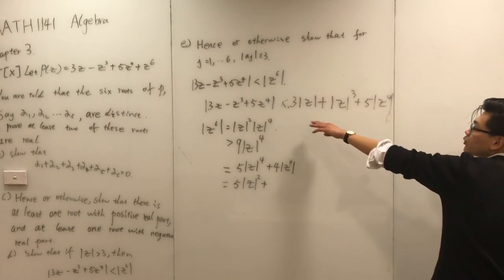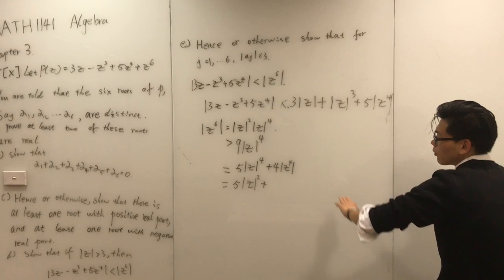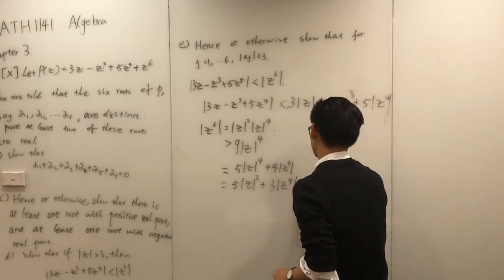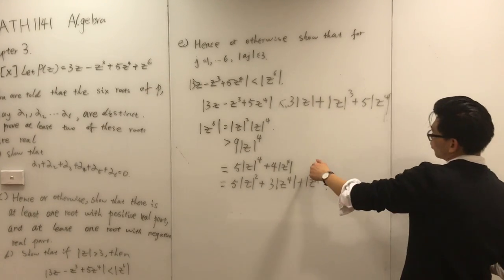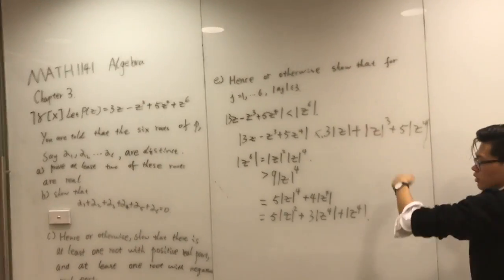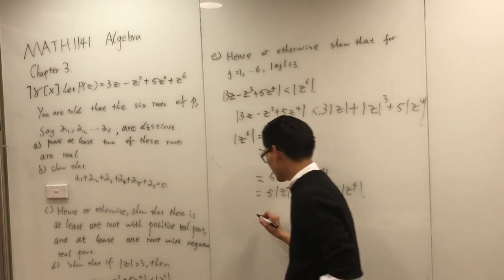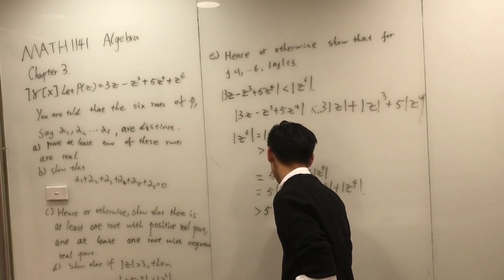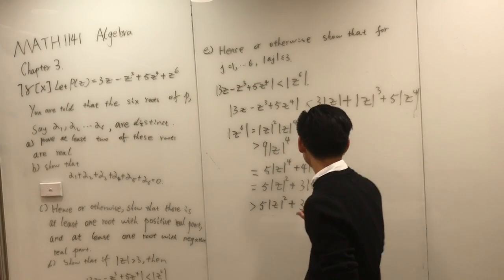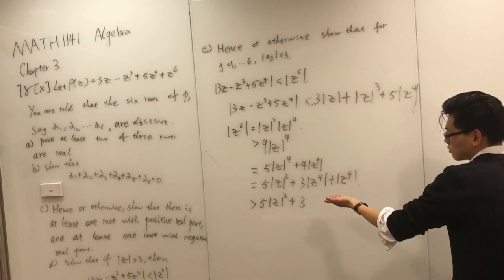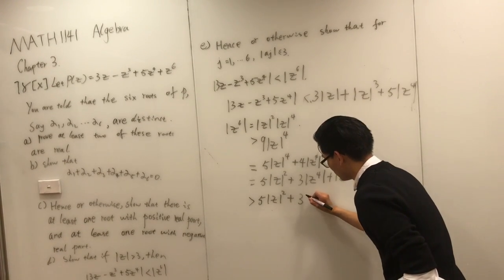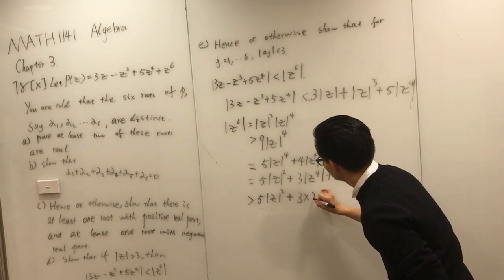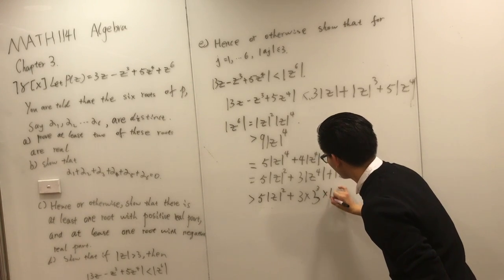And what we need is 3|z|, right? But we have |z|⁴, we can write 3|z|⁴ plus |z|⁴. So this |z|⁴ will correspond to this |z|³. So how do we do that? I think you guys should all guess what I'm going to do, which is to multiply |z|⁴ by 3³ multiplied by |z|.